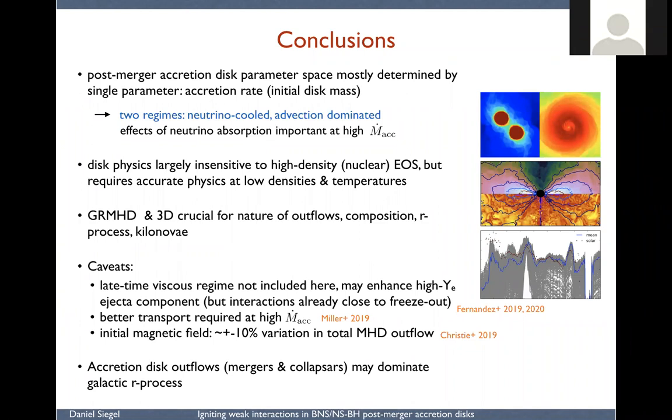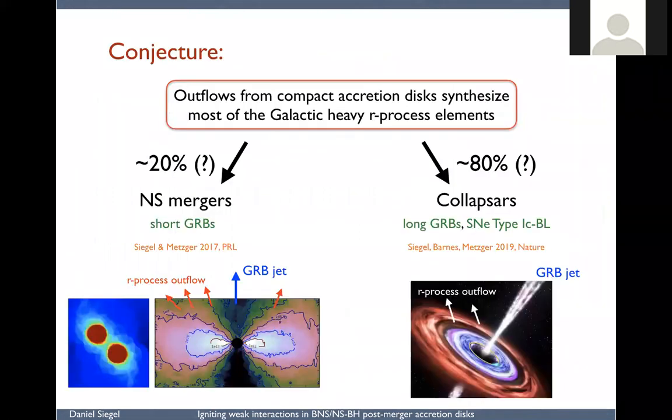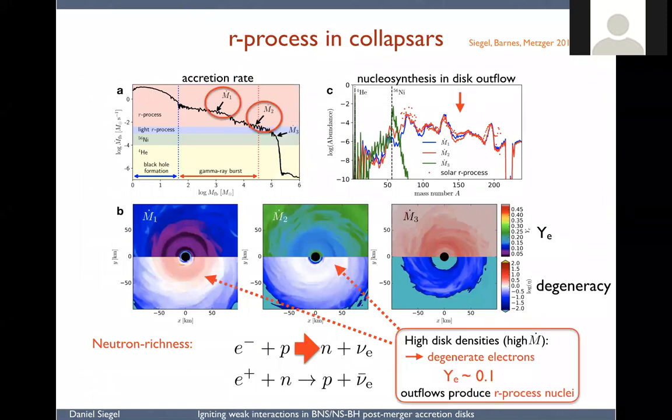Yes, more or less, yes. I was just thinking that as far as the physics, if you go to really high accretion rates, then density is high, and also some effects like degeneracy of neutrons and protons could be... Okay.